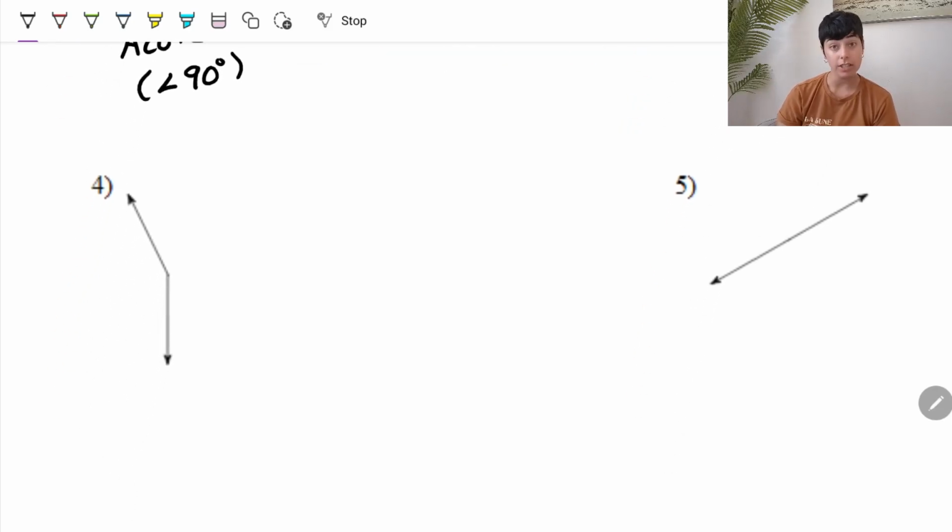Our third angle here is very large, way past 90, so this would be considered obtuse. So in other words, it is greater than 90 degrees.